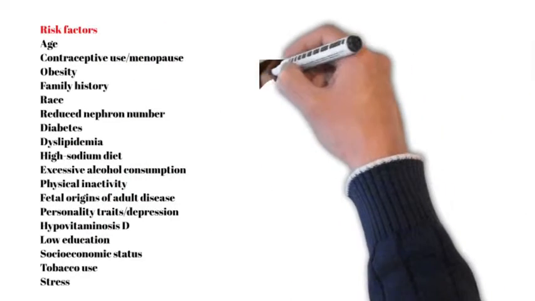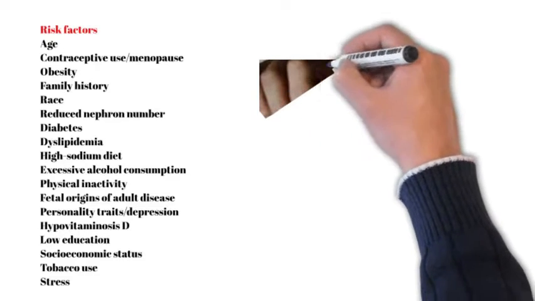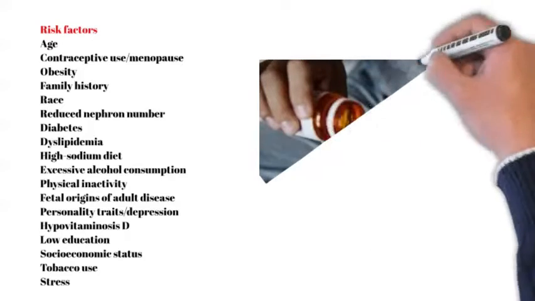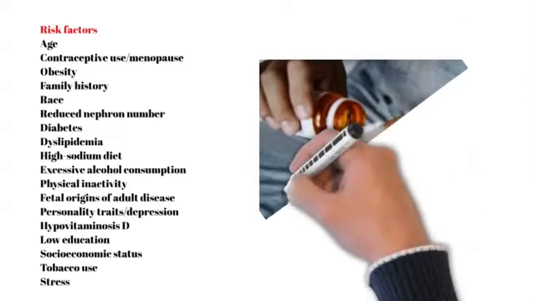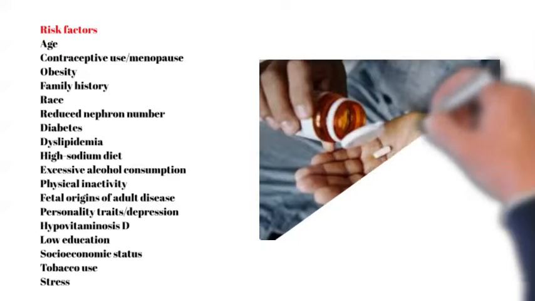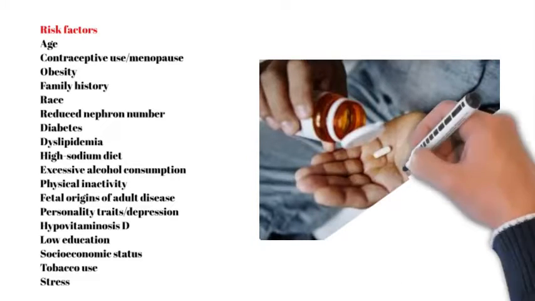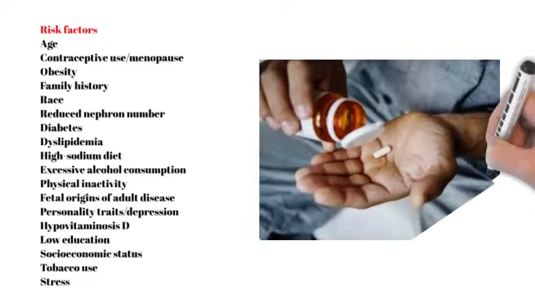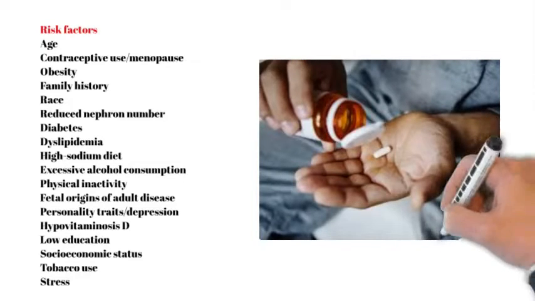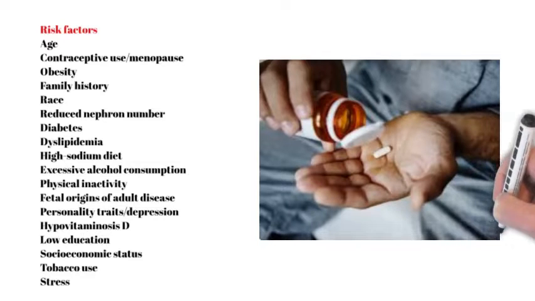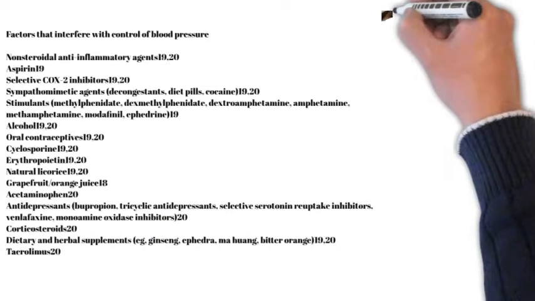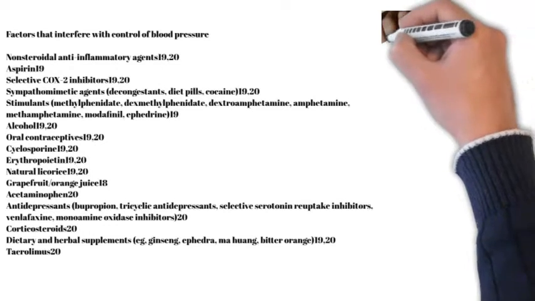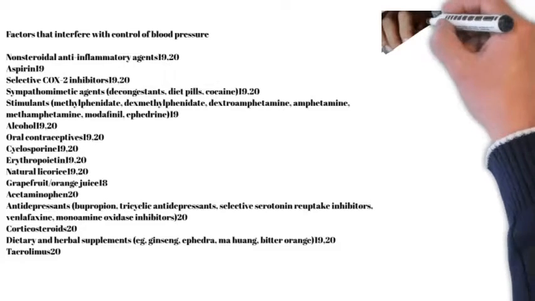Risk factors for hypertension include age, contraceptive use, menopause, obesity, family history, race, reduced nephron number, diabetes, dyslipidemia, high sodium diet, excessive alcohol consumption, physical inactivity, fetal origins of adult disease, personality traits, depression, hypervitamin D, low education, socioeconomic status, tobacco use, stress.